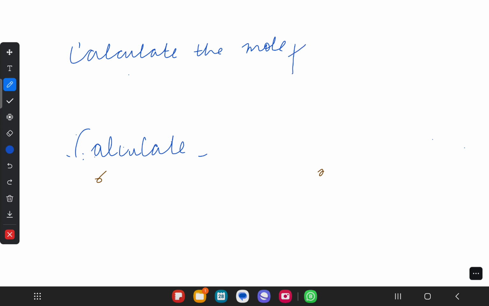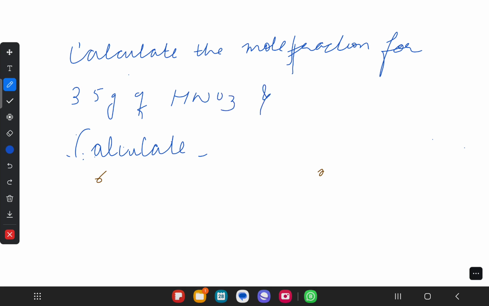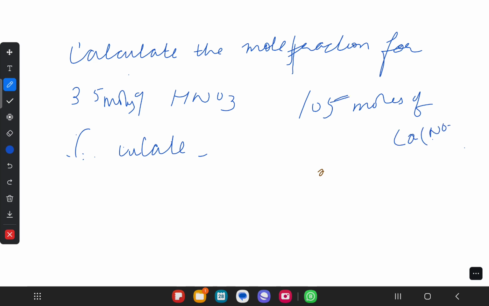Now solve. Calculate the mole fraction for 35 moles of HNO3 with 105 moles of Ca(NO3)2. 35 moles of HNO3, 105 moles. 35 plus 105 is 140. So 35 over 140.